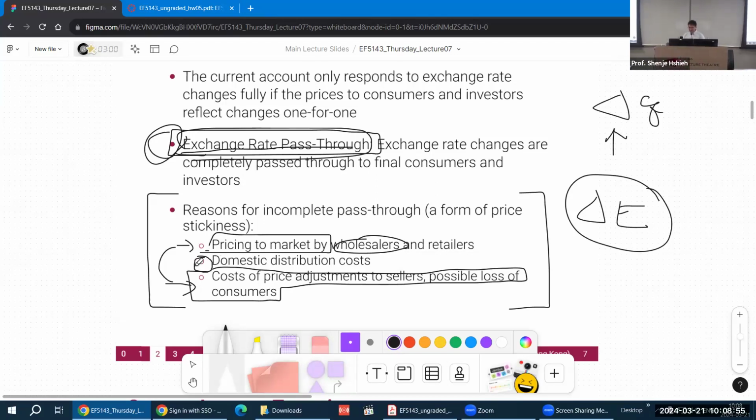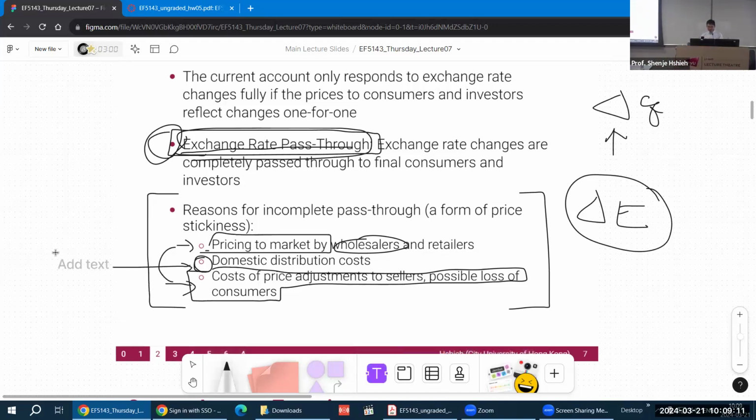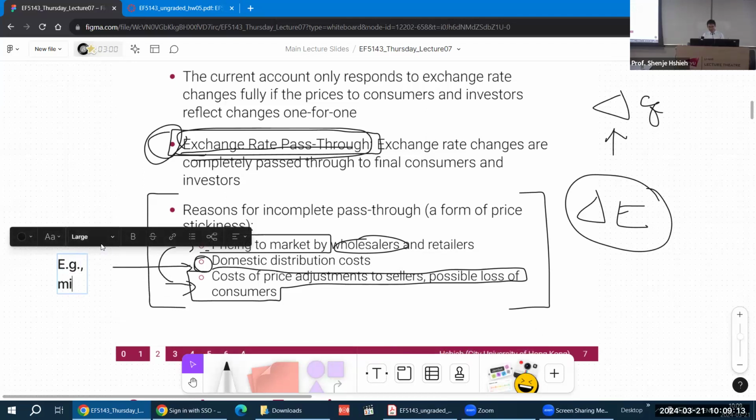All right, so lastly, domestic distribution costs. So some things are just prohibitively expensive to import and export, in which case a change in E just has no impact whatsoever. So the example I like to give is military weapons, right? Just because you change E doesn't mean that your country can export stuff to Iran anymore, right? So export military weapons to Iran.